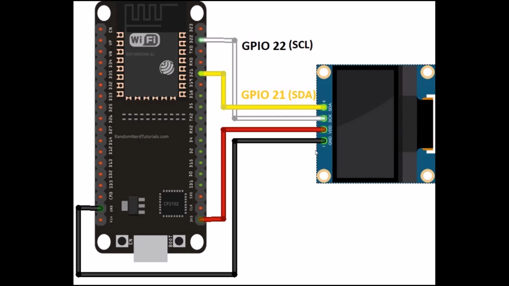Hello everybody, today we're gonna see how to draw on an OLED display using an OLED screen and an ESP32 to display a dashboard for your IoT projects. First, let's look at the wiring diagram. It's easy to follow, so you can make it by yourself.